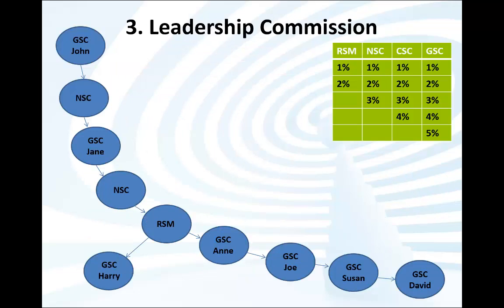To explain the leadership commission, we will explain the longest version which occurs. This is from the global sales consultant. From the green table, you can see that leadership commission starts from RSM upwards. The basic concept is that when somebody in your team reaches the same or higher level as you, leadership commissions are paid. The drawing shows one leg of a GSC. For reference, we will call this member GSC John.